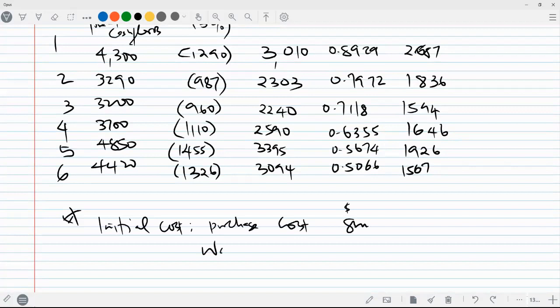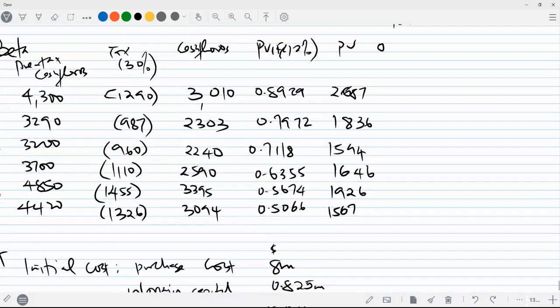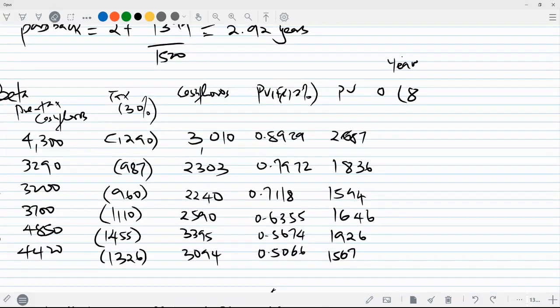Then cost working capital is equal to 825. Total is 8.825 million. That's the amount that we need to recover before the end of the life of this project. If we in year zero, we have negative. We call this cumulative cash flow. We just call this cumulative cash flow.